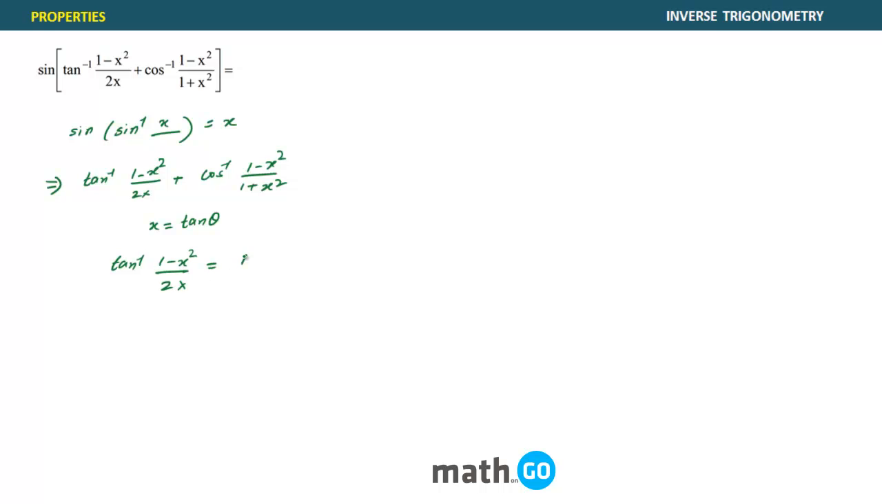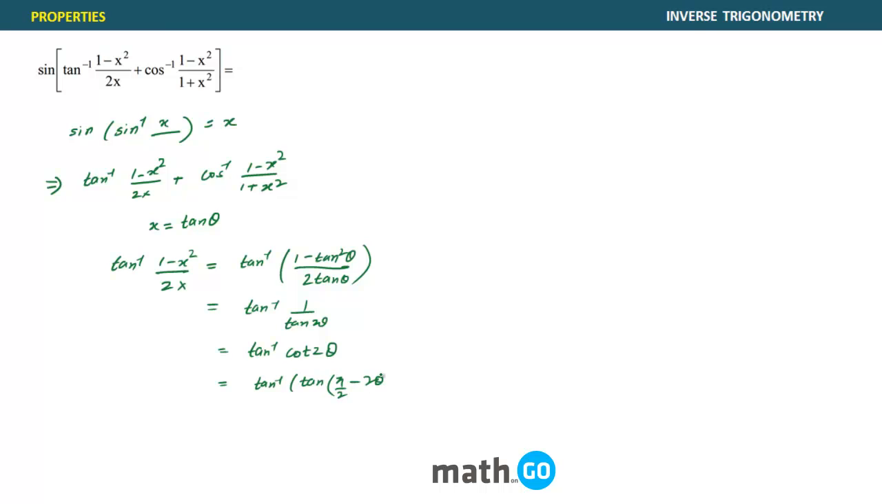So this will reduce to tan inverse of (1 minus tan square theta) upon 2 tan theta, and we know this is nothing but the formula for tan 2 theta. So I can write this as tan inverse cot 2 theta, and cot 2 theta can be simplified as nothing but tan of (pi by 2 minus 2 theta), the same stuff. And since tan inverse tan is there, I can write this as pi by 2 minus 2 theta. Okay, so up till now this is solved.